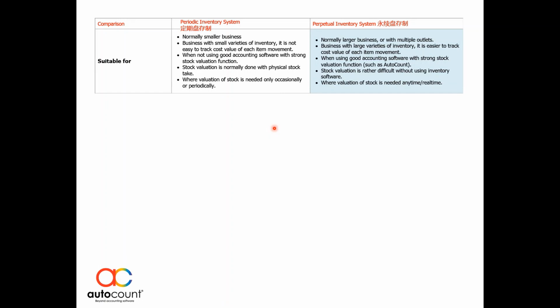So you can always think about which method you want to practice. If you are used to the periodic inventory system, as most Malaysian software practices this method, then you select this method during your AutoCount Cloud Accounting setup of the account book, right? When you set up the account book, there will be an inventory method for you to choose. So that's so much about this comparison between these two inventory systems.